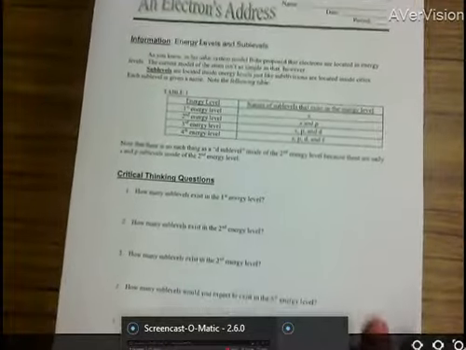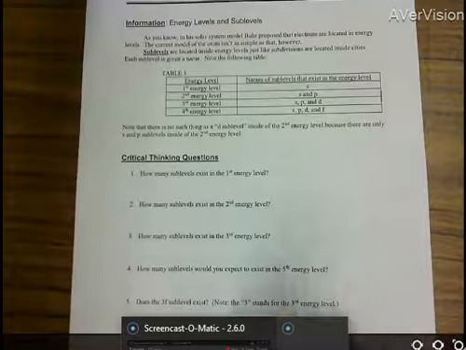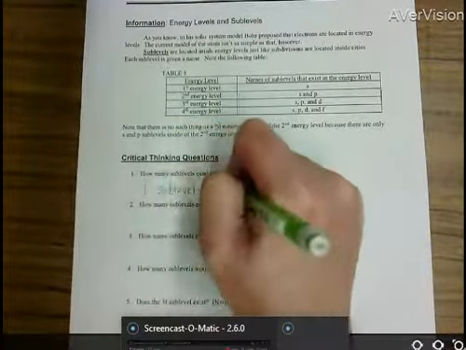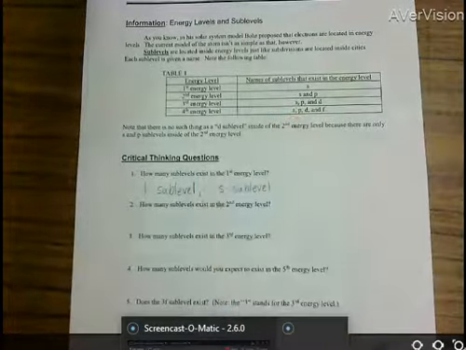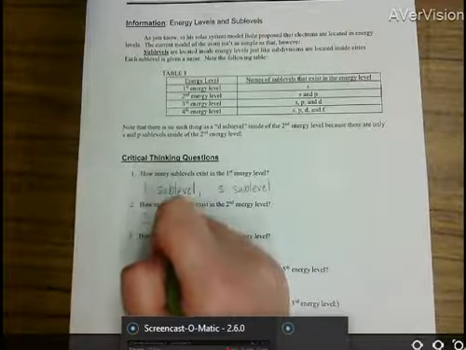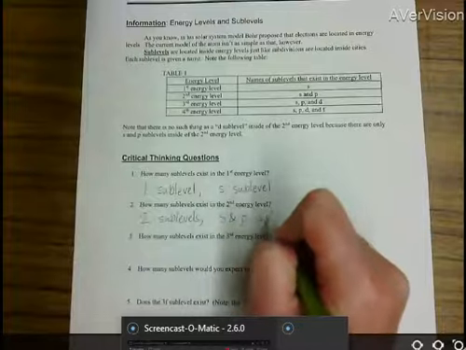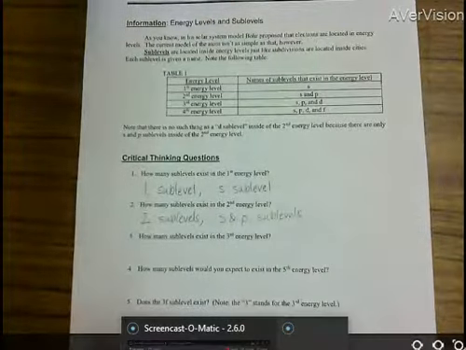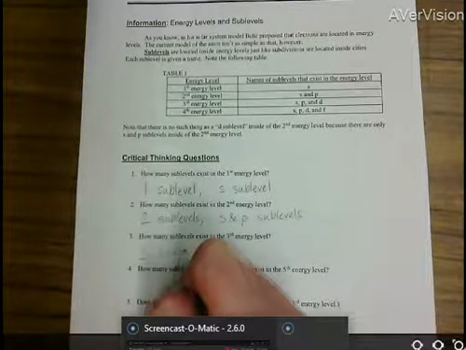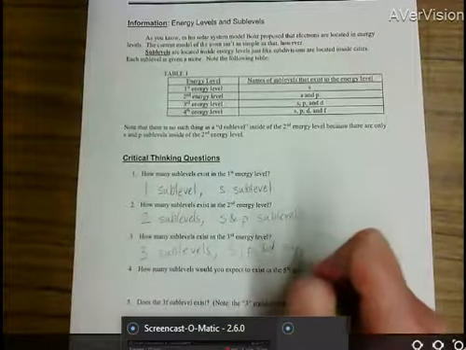Question number 1 asks, how many sublevels exist in the first energy level? There's one sublevel, and it's an S sublevel. Number 2, how many sublevels exist in the second energy level? There are two sublevels, and they are the S and the P sublevels. How many sublevels exist in the third energy level? There are 3: the S, the P, and the D sublevels.